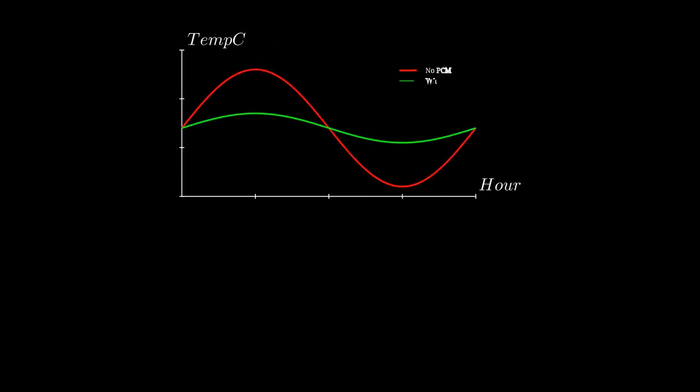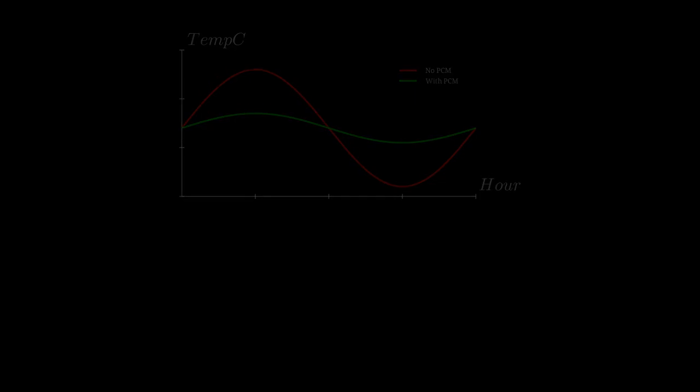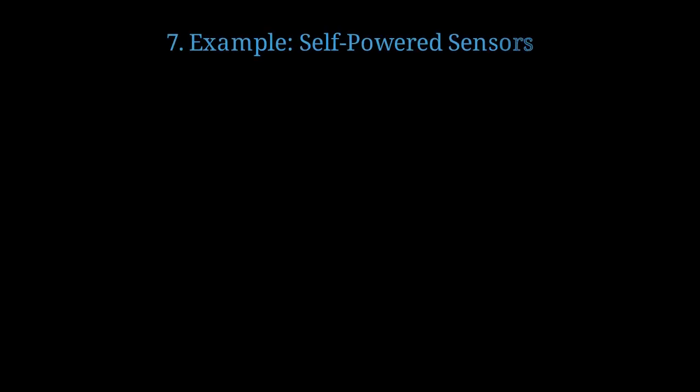This graph compares temperature variation over 24 hours, without phase change material showing large swings of plus or minus 6 degrees, versus with phase change material showing only plus or minus 1.5 degrees variation. Our third example explores self-powered sensors that harvest energy from their environment.